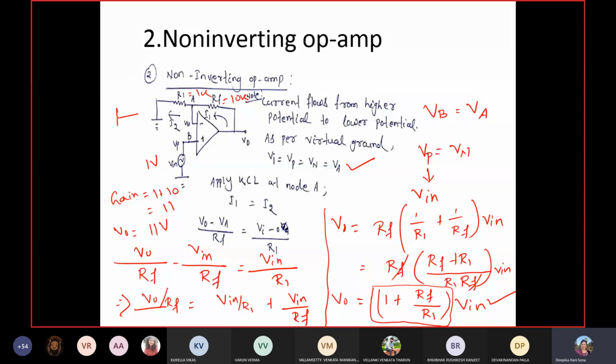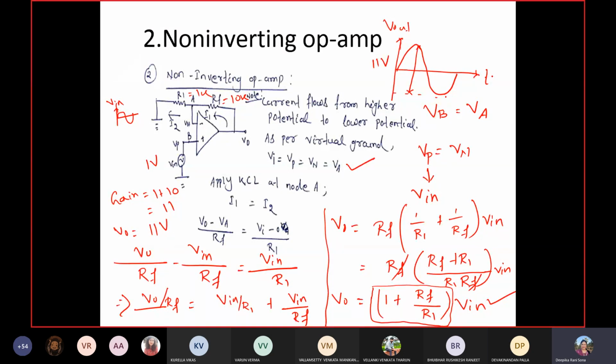So if your Vin is this much, what should be the Vout? It is 11 volt. It is amplified in the positive direction, with the positive value. Got it, guys?